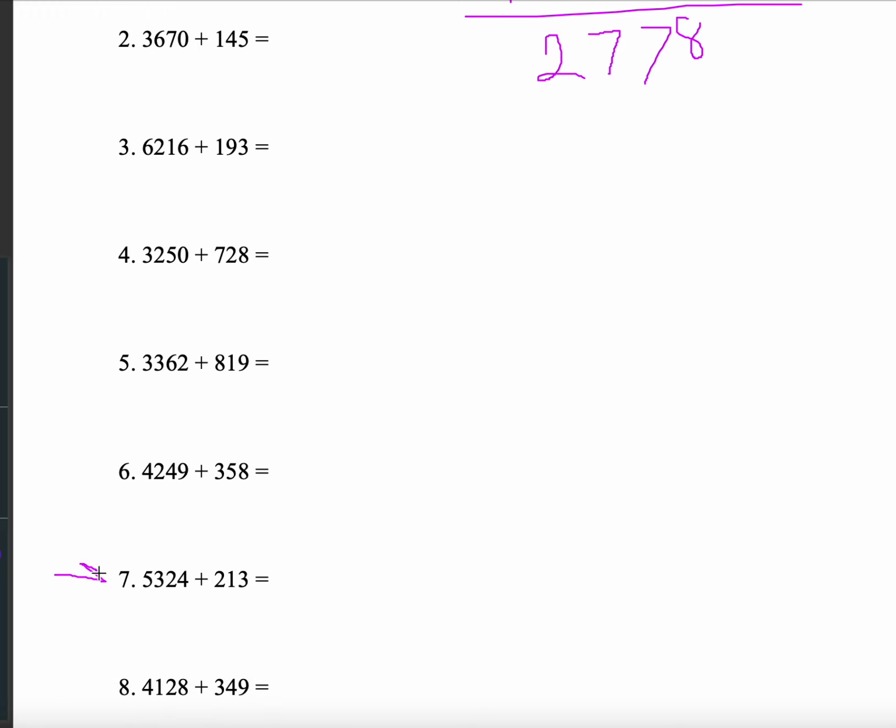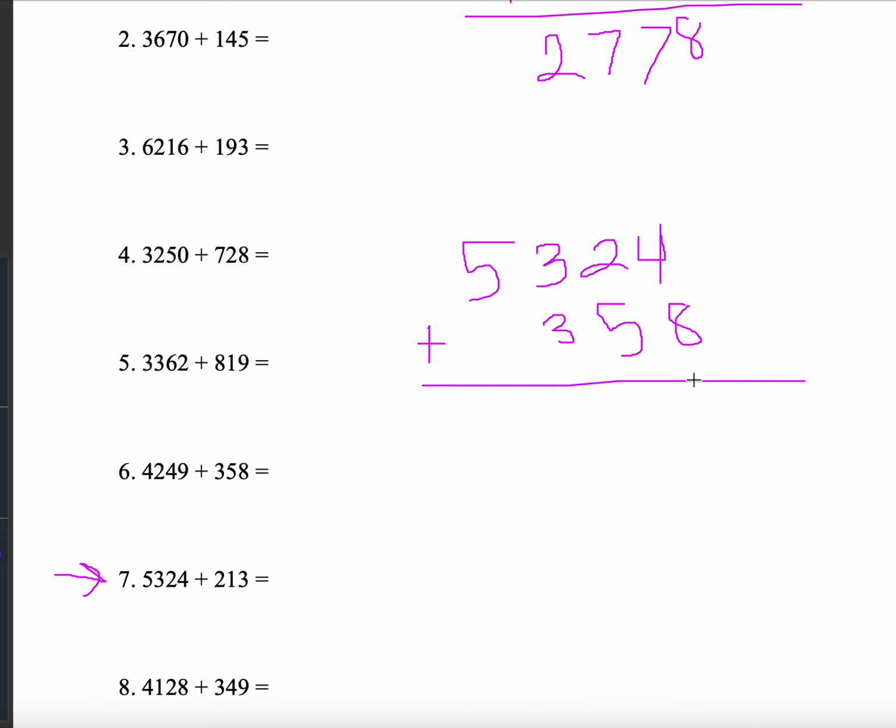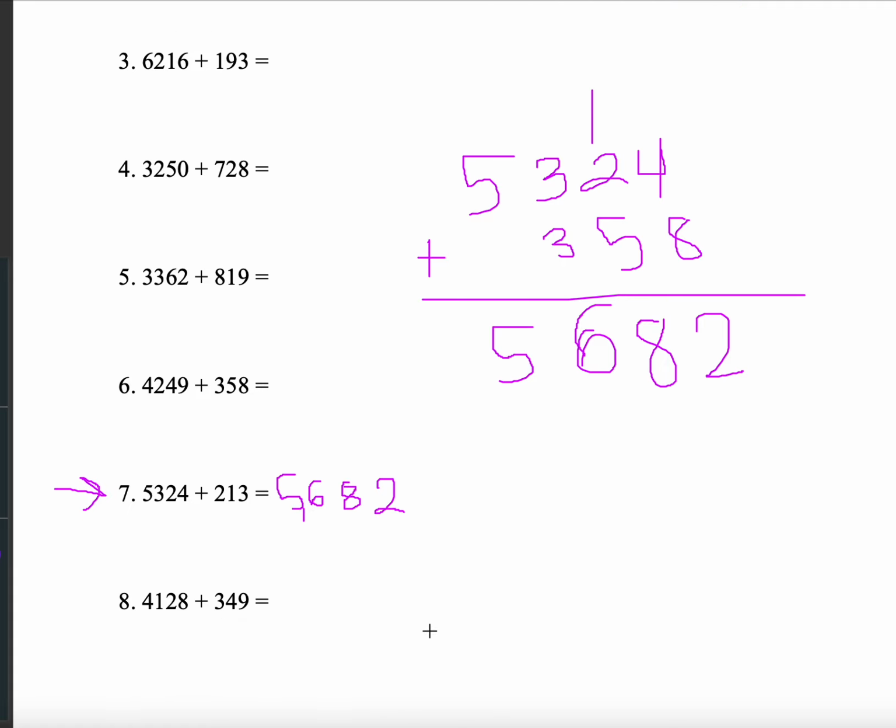Let's look at number 7, 5,324 plus 358. So 4 plus 8 is 12. Add the 1 here. 1 plus 2 is 3. 3 plus 5 is 8. 3 plus 3 is 6. And then 5 plus 0 is 5. So 5,324 plus 358 is 5,682.